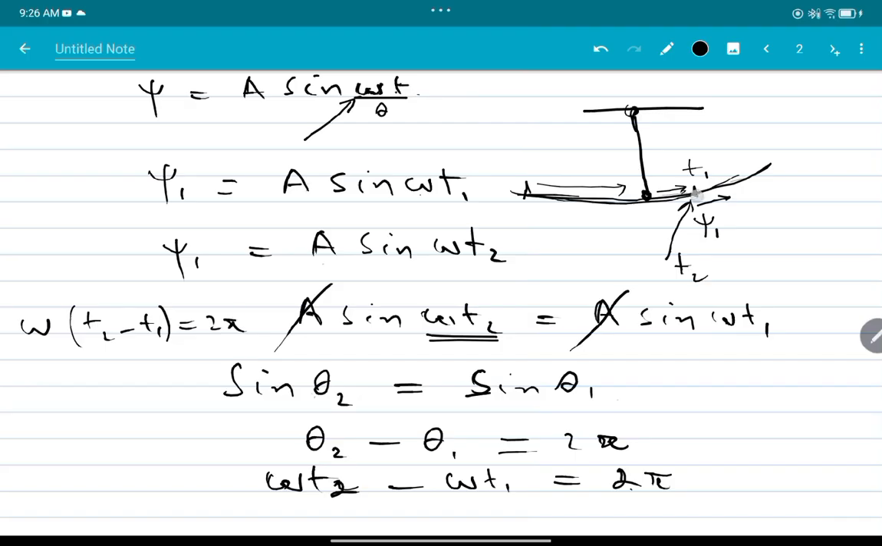But what is t2 minus t1? t1 is the first instant when the ball passes through this point. t2 is the next instant when the ball passes through this point. This means that t2 minus t1 is the time period of the motion, because after this time the motion repeats. So we can write omega T is equal to 2 pi. That gives us omega is equal to 2 pi by T. This important relation we will be using.